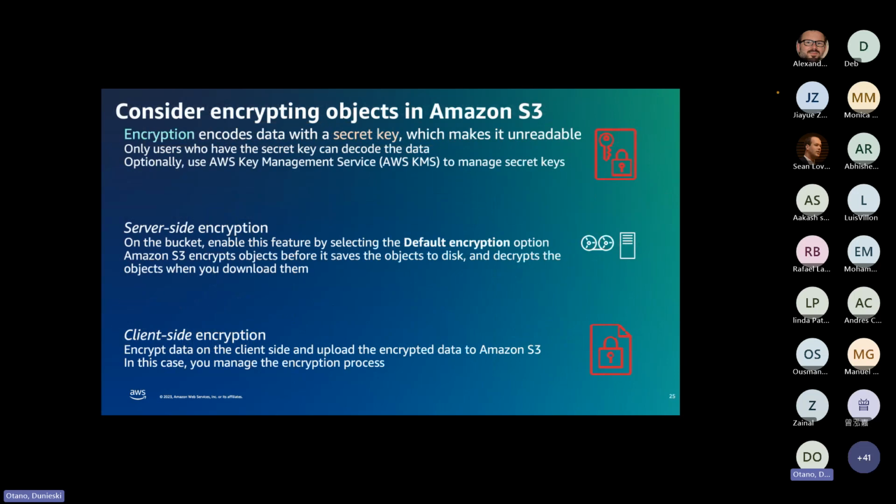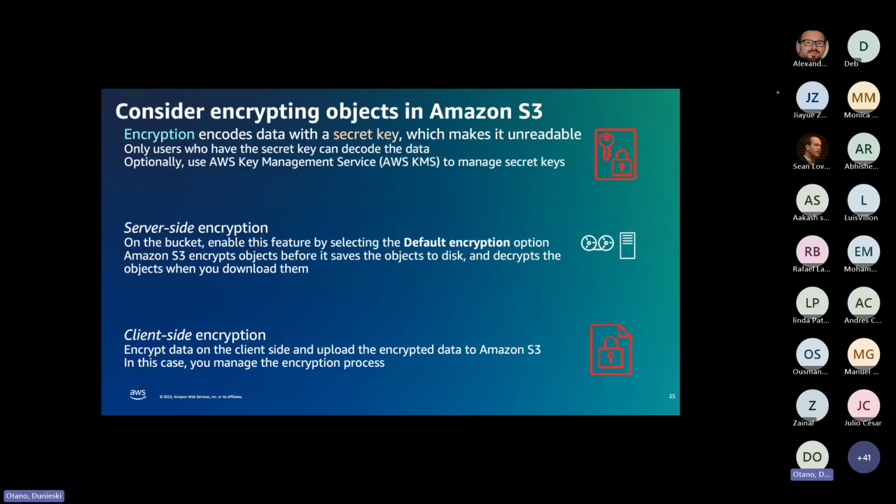Now, a little bit about encryption. You can have server-side encryption or client-side encryption, right? Everything is encoded with a secret key, and only users who have access to that secret key can decode the data. That's, for example, the owner: if you create an object, upload an object, and then you encrypt it, you have access to it, right? AWS will manage the key for you, and AWS understands that you are the owner of the file, so you don't have to do anything about the keys. It's managed by AWS, right?